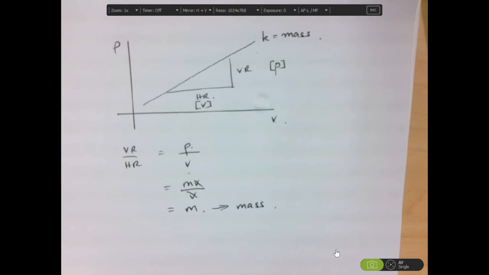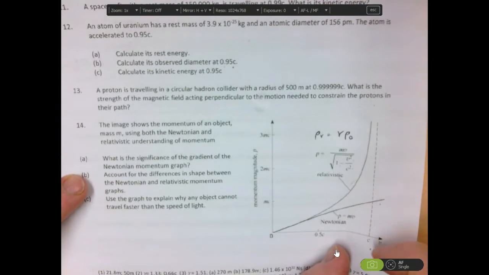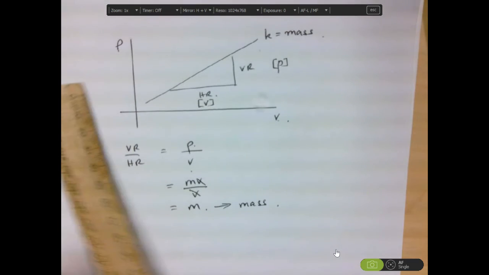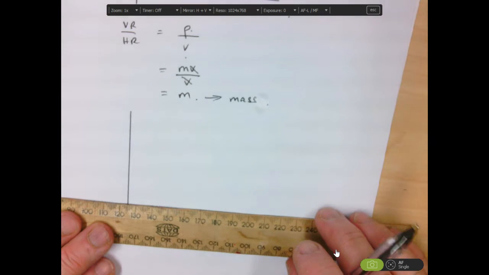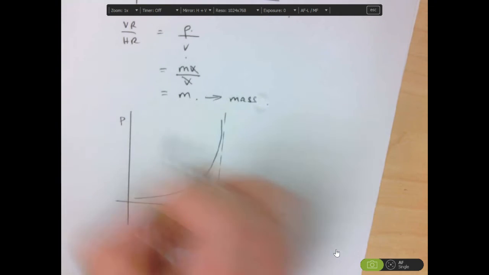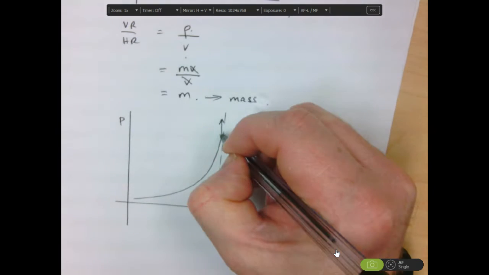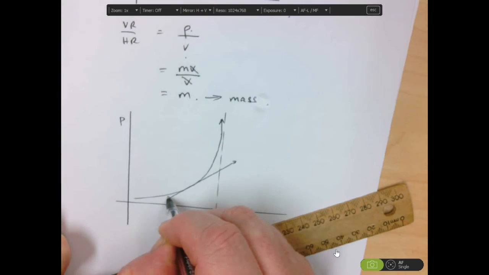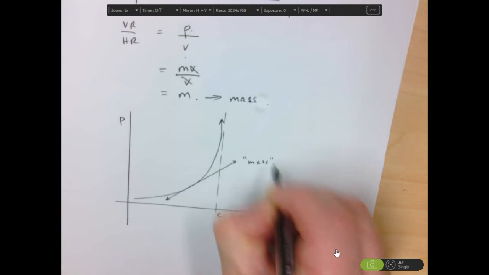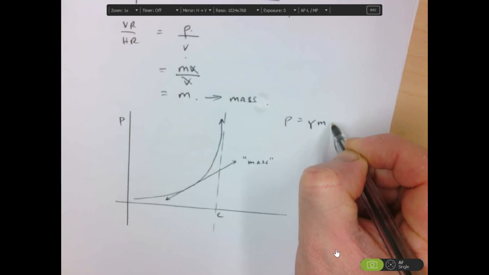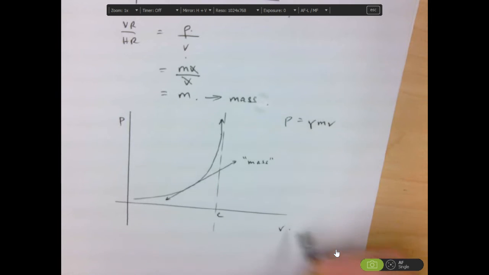Now, the second question there is to account for the difference in shape. The difference in shape here is that as we approach the speed of light, let's put another graph down here, move it up. As we approach the speed of light, our momentum becomes infinite. Okay? And if we were to take a tangent at any point, that tangent would be a measure of the mass. Okay? Because the momentum is always going to be gamma mv. Okay? This is a velocity axis.